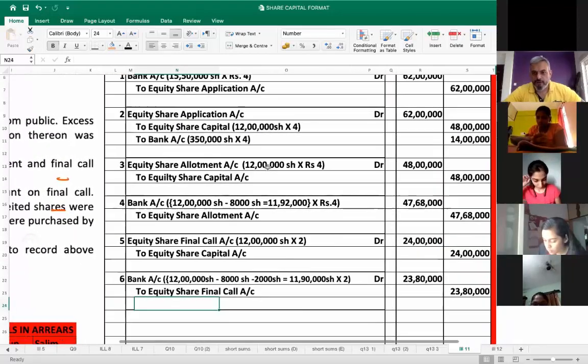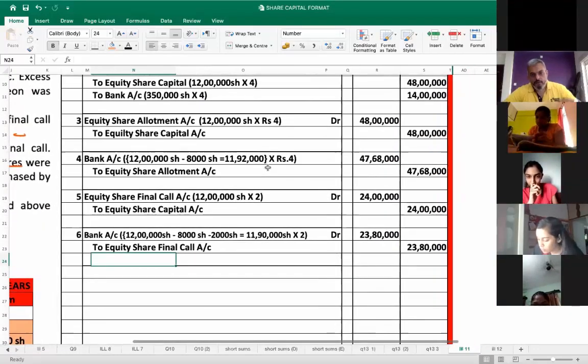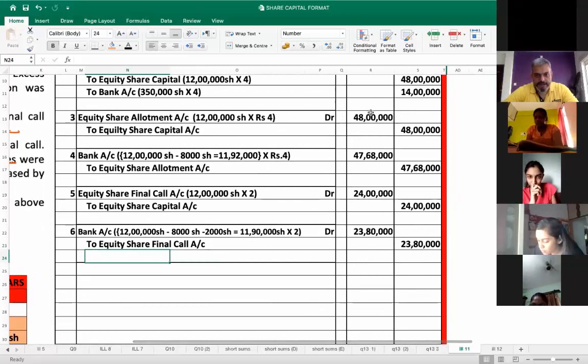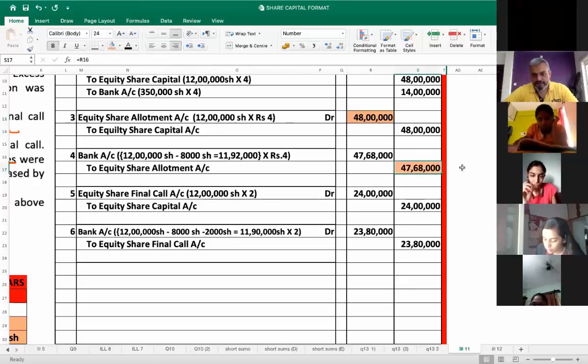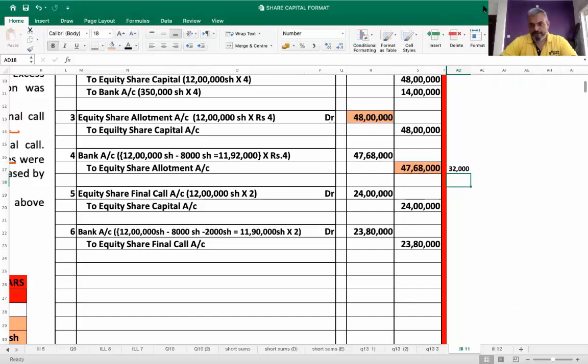Now what you have to see over here is that after passing all these six entries, there is a balance of allotment money. You can see we debited the allotment account by 48 lakh and we credited it by 47 lakh 68,000. So there is a debit balance. I'll find the difference for you. So the difference comes to 32,000. Same thing for final call.